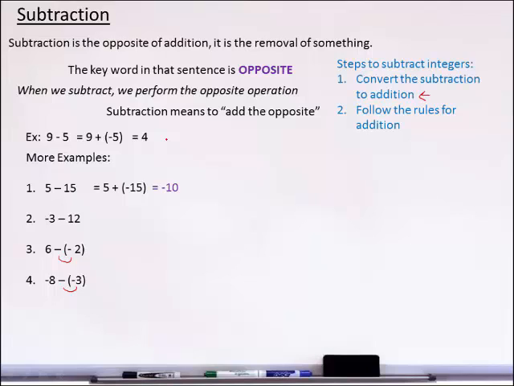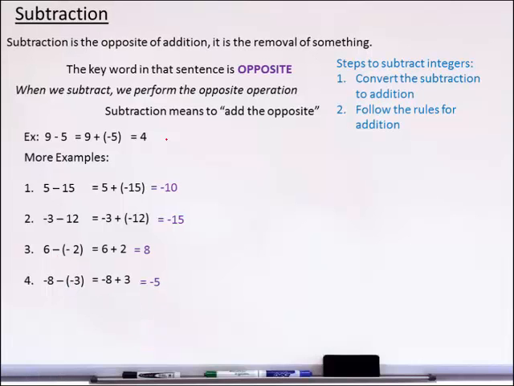Negative 3 minus 12 is the same as negative 3 plus negative 12. So our signs are the same, so we'll add the numbers together and keep the same sign, giving me a negative 15. 6 minus negative 2, again, he's happy. And happy is positive, so a plus. So 6 plus 2 is 8. And then negative 8 minus negative 3, he's happy. So that's negative 8 plus 3, which gives me a negative 5.